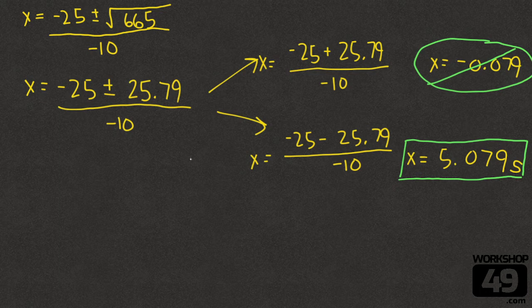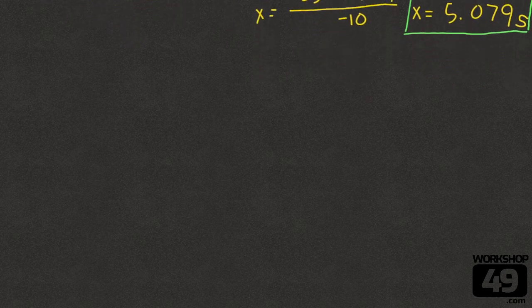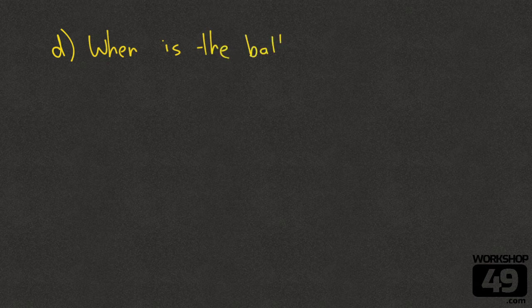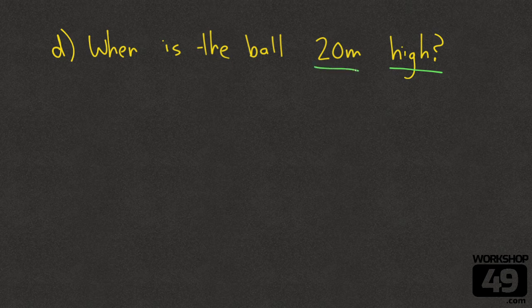One last part that I'm going to add on here. We'll undo that. We don't want that there. We want to try one last part, and it's going to be our D part, and it's going to say, when is the ball 20 meters high? When is the ball 20 meters high? Well, we're talking about height again. Height is our y value, and it's 20 meters.